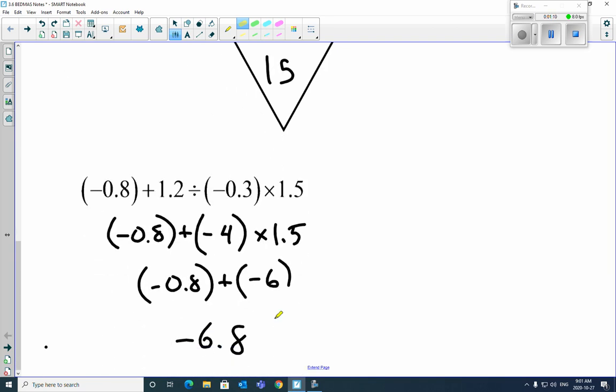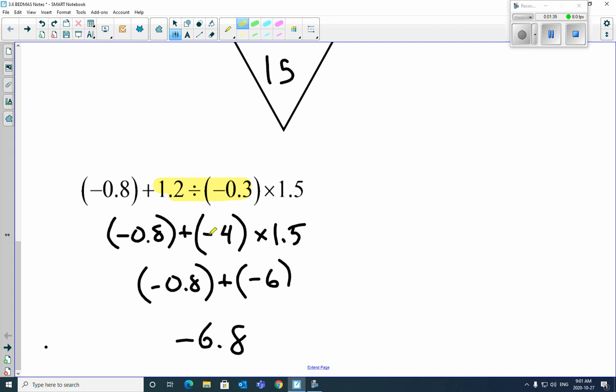So something like this. Negative 0.8 plus 1.2 divided by negative 0.3 times 1.5. The negatives are just in brackets because it makes it easier to see. Now, if you look at this, we have an addition, a division, and a multiplication. So this addition is what we're going to do last. So we do this division first. We divide those two right there. So negative 0.8 plus, when we divide those, we end up with negative 4 times 1.5.